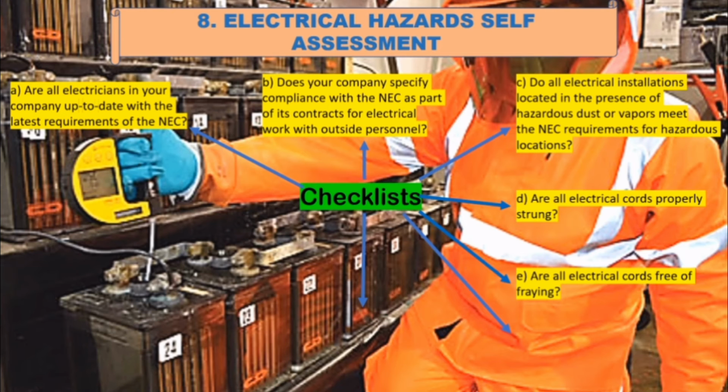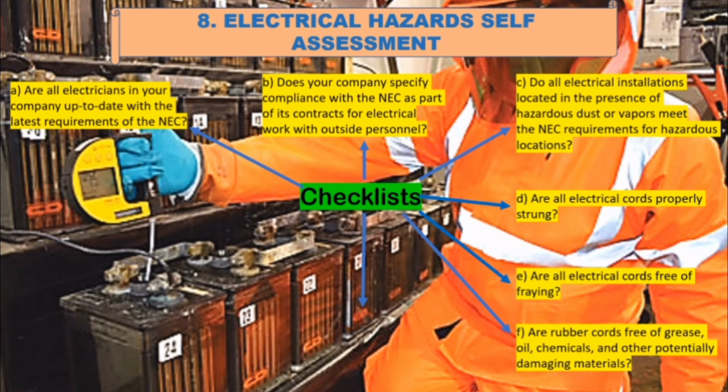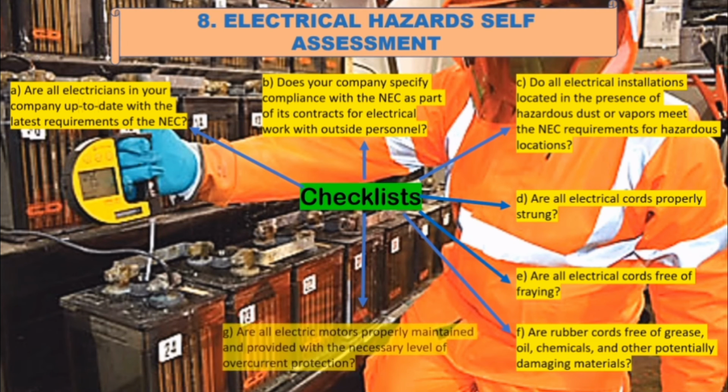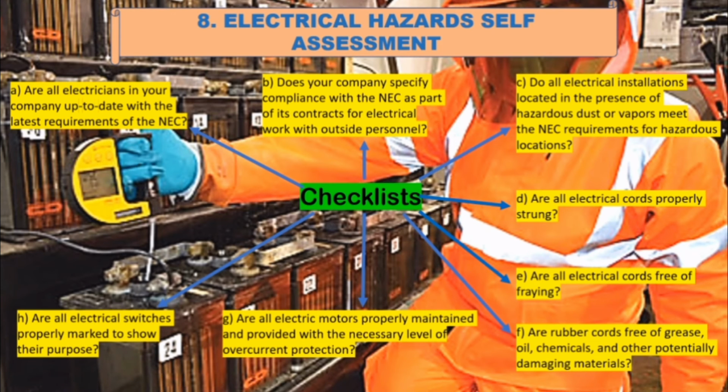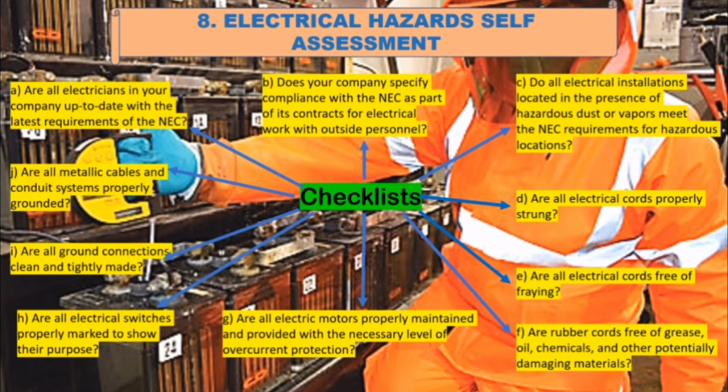Next, are all electrical cords properly strung? Are all electrical cords free of fraying? Are rubber cords free of grease, oil, chemicals and other potentially damaging materials? Are all electric motors properly maintained and provided with the necessary level of overcurrent protection? Are all electrical switches properly marked to show their purpose? Are all connections clean and tightly made? And the last, are all metallic cables and conduit systems properly grounded?